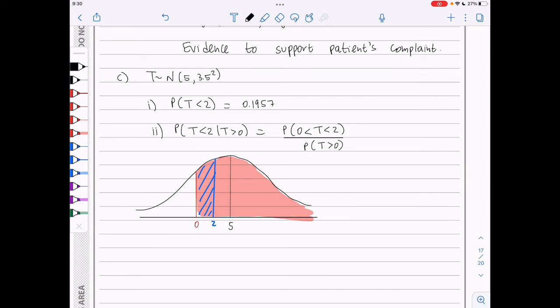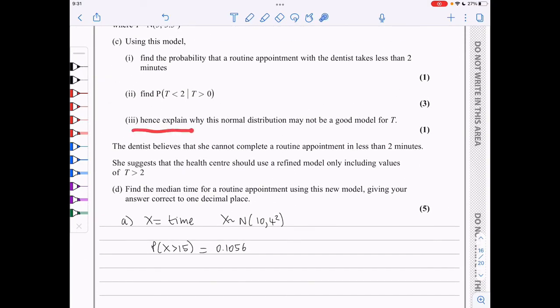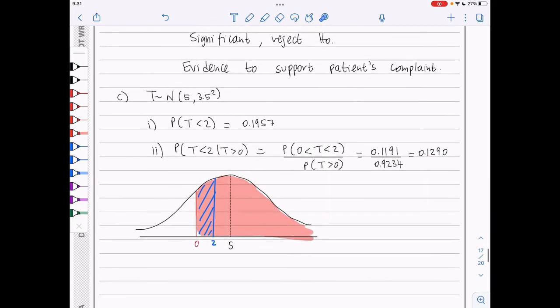In the denominator, I will always be seeing what I know for sure to have happened. So this is 0.1191 over 0.9234. Of course, I'm using full accuracy in finding an answer of 0.1290. And then III, hence explain why this normal distribution may not be a good model for capital T. Well, we've got the probability of T being less than 2 and the probability of being less than 2 given that T is greater than 0, and we can see that they are not in close agreement.